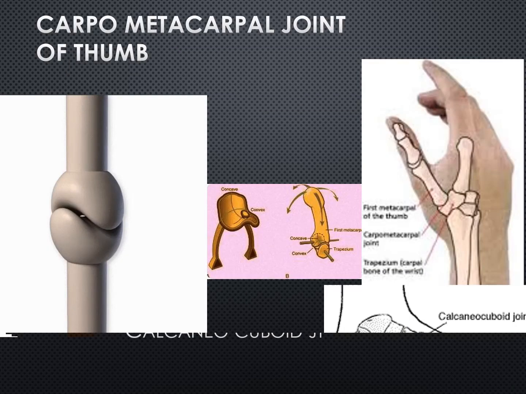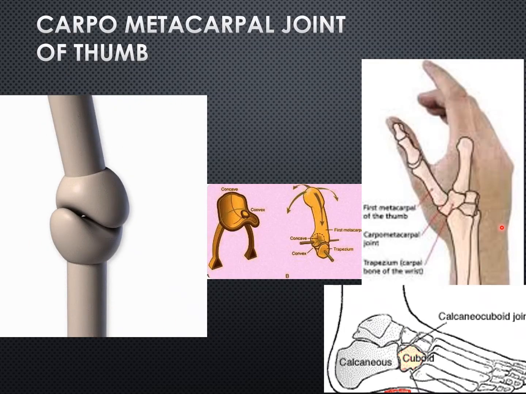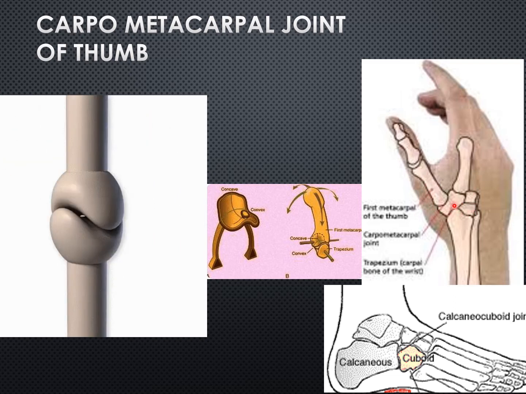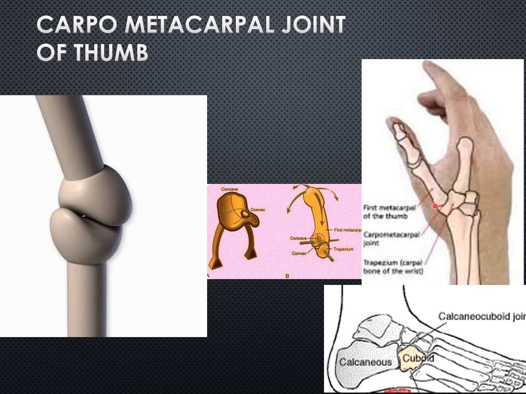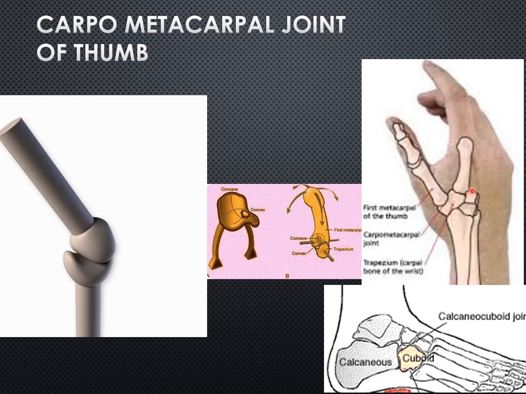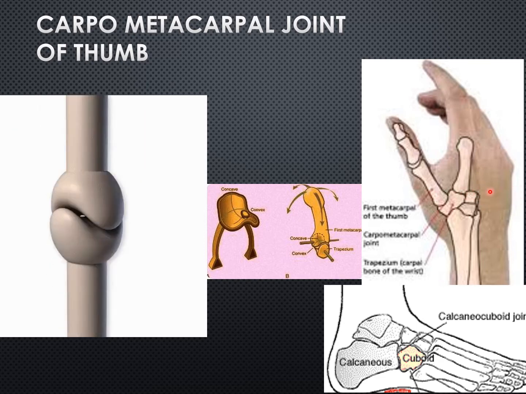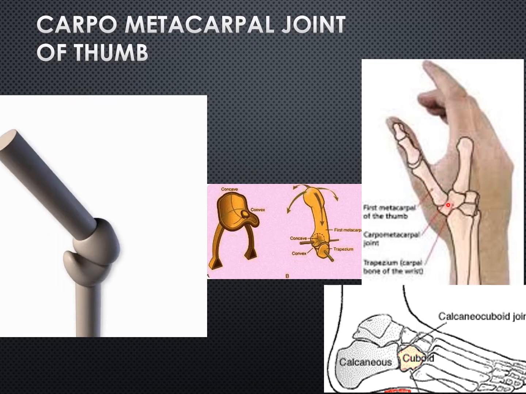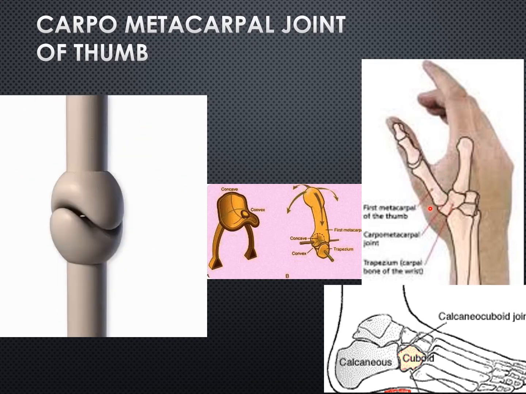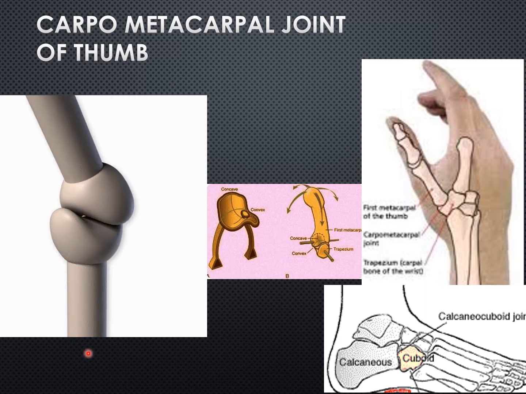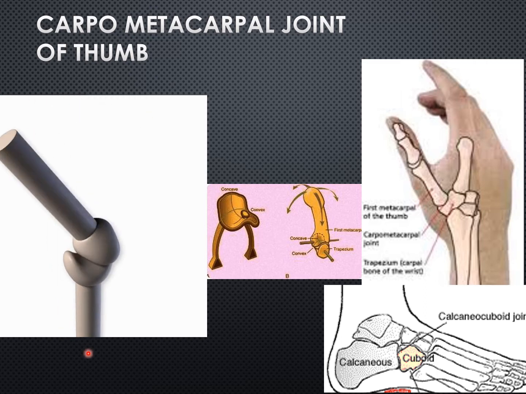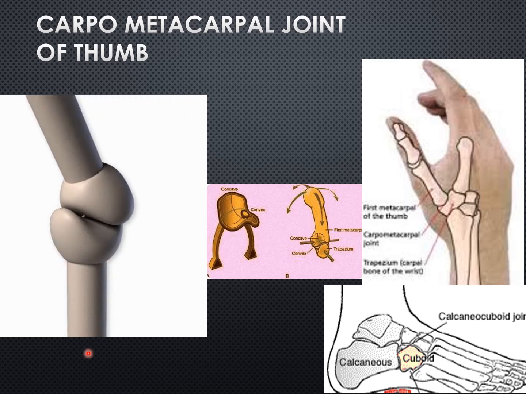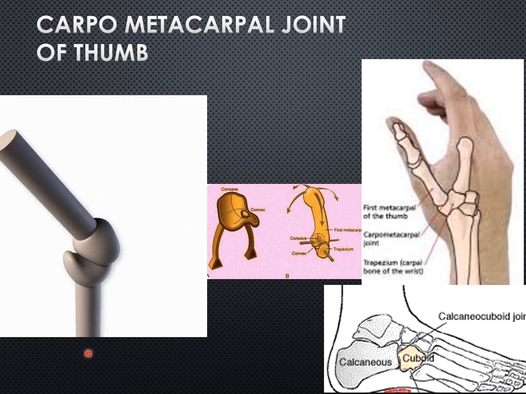Let us look at this diagram. This is the first carpometacarpal joint, or the carpometacarpal joint of the thumb. The remaining carpometacarpal joints are not saddle type synovial joints; only the first carpometacarpal joint is the saddle variety. These are the various movements that are possible when one articular surface is concave and convex and the other is reciprocally convex and concave.